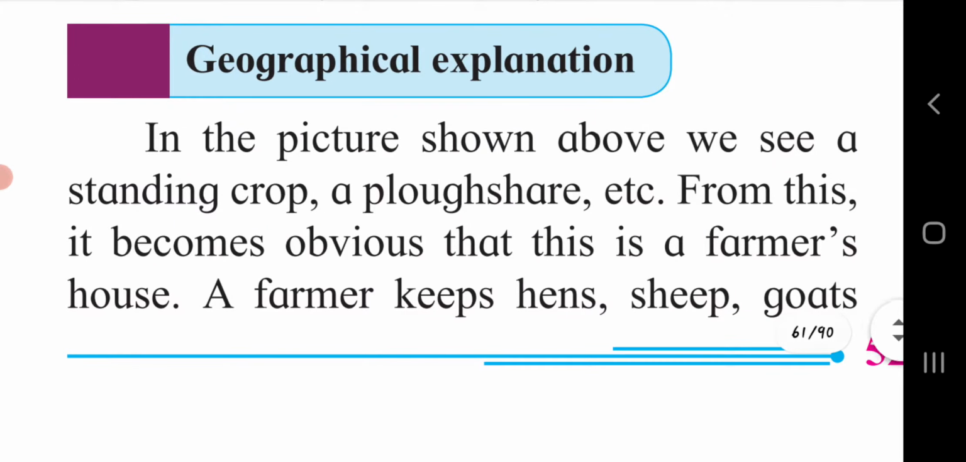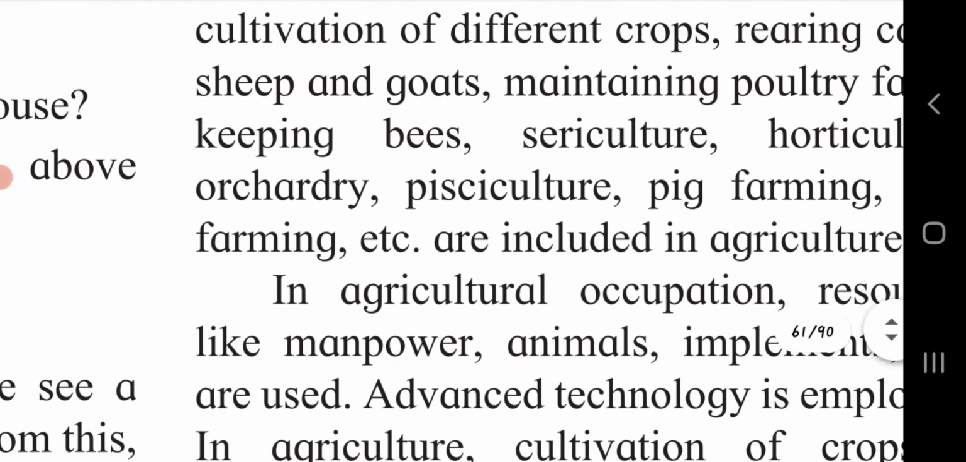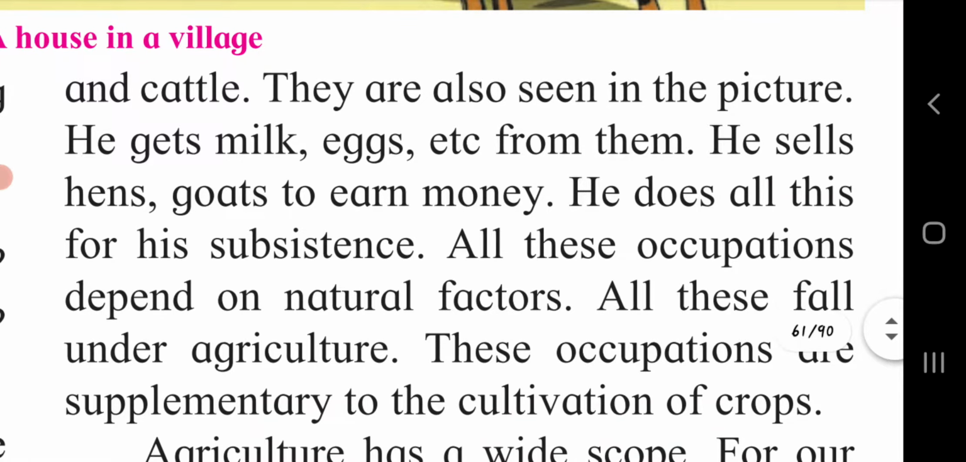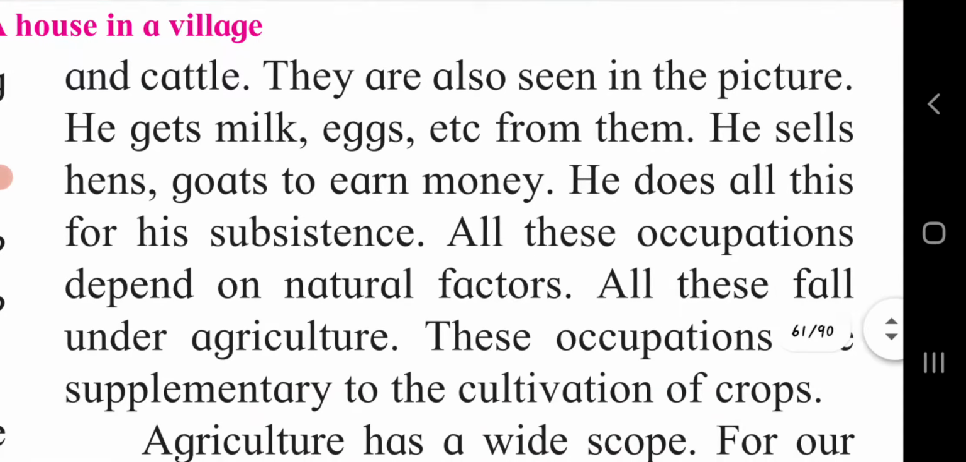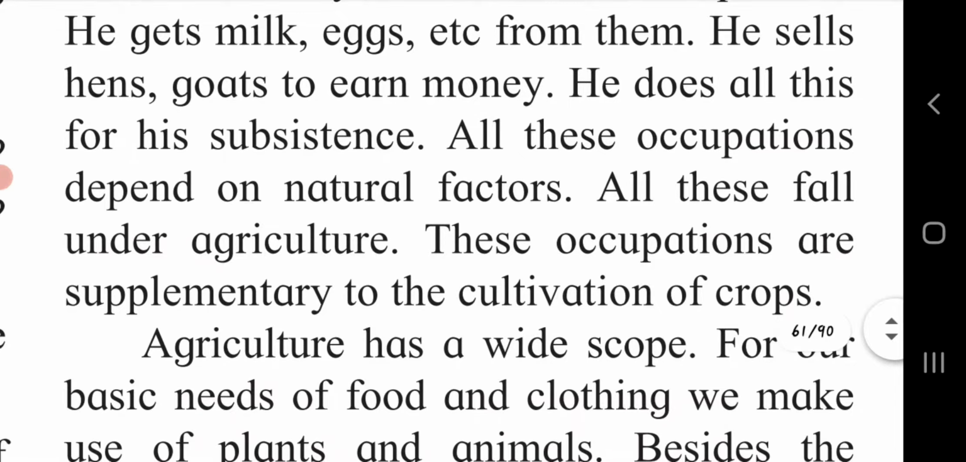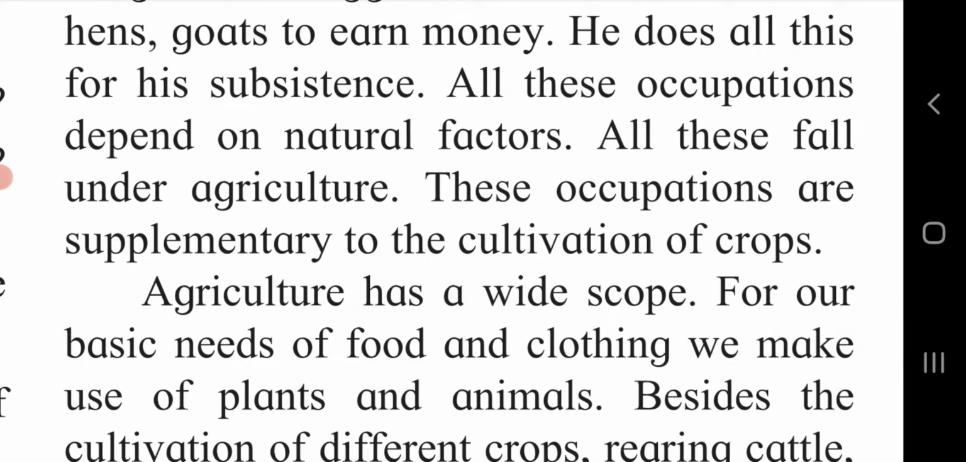Let's go through it. In the picture shown above, we see a standing crop, a ploughshare, etc. From this, it becomes obvious that this is a farmer's house. A farmer keeps hens, sheep, goats and cattle. They are also seen in the picture. He gets milk subsistence. All these occupations depend on natural factors.